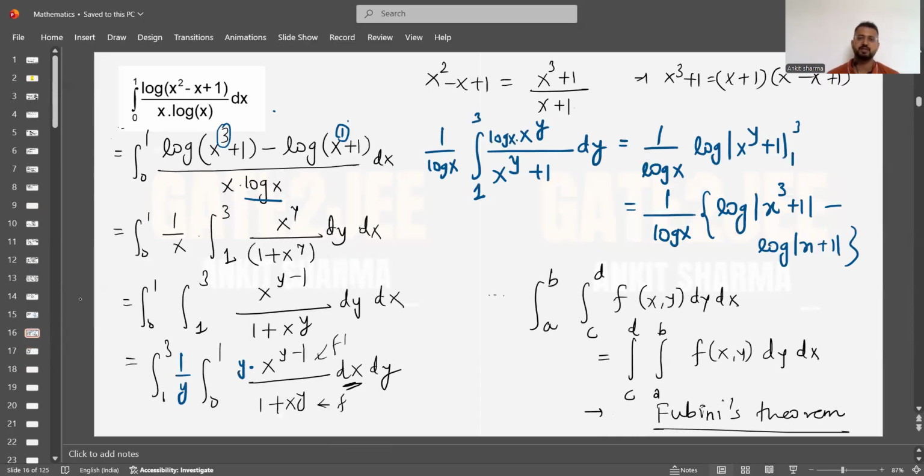You can use such concepts, and I'll be bringing some more problems similar to this.